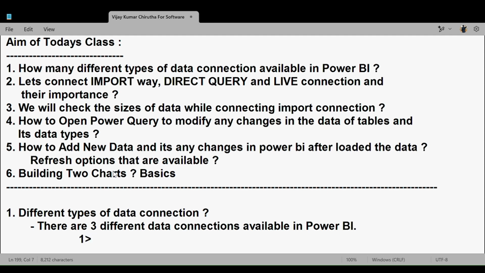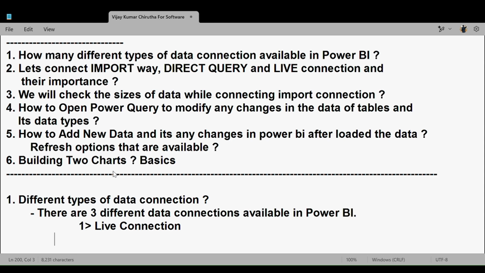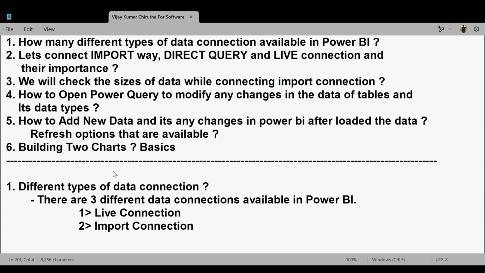The first one, live connection. And the second one, import connection. And the third one, direct query connection. So these three are the different data connections that are available in Power BI.